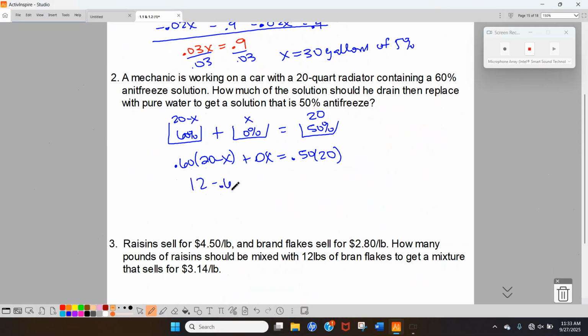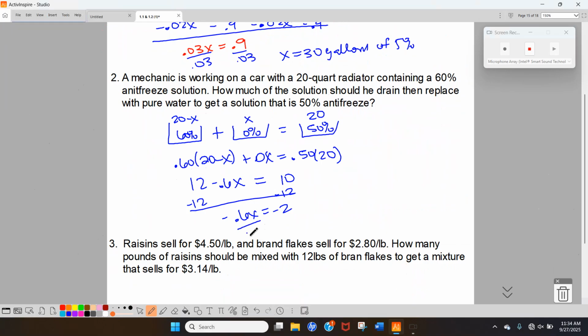And I'm going to just call it 0.6x. We're going to ignore this because it's a 0. And then 50% of 20 is 10. So then we can subtract the 12. It's 10. I don't know why I put a decimal point there. Just 10. So then we got negative 0.6x is equal to negative 2.